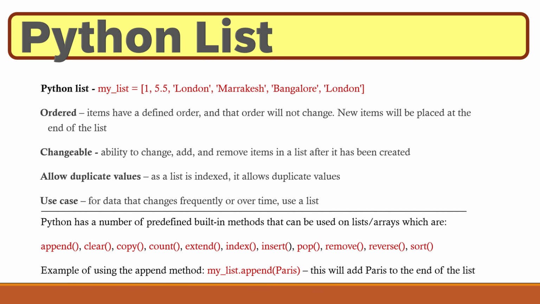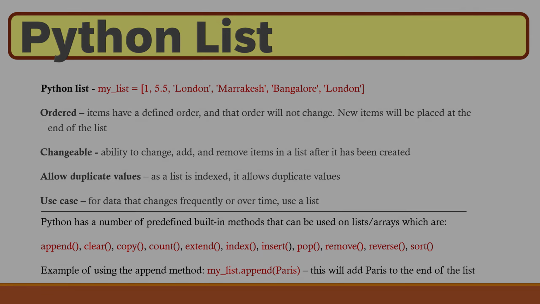Python has a number of predefined built-in methods that can be used on lists. They're also called arrays, by the way. So lists, arrays, which are all of these in red below: append, clear, copy, count, extend, index, insert, pop, remove, reverse and sort. We can see these when we have created the list, which we will do very shortly. So let's jump into PyCharm and create the list.